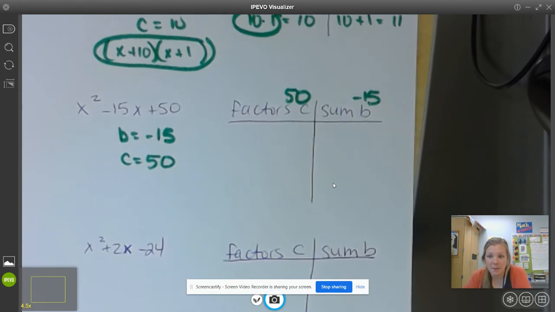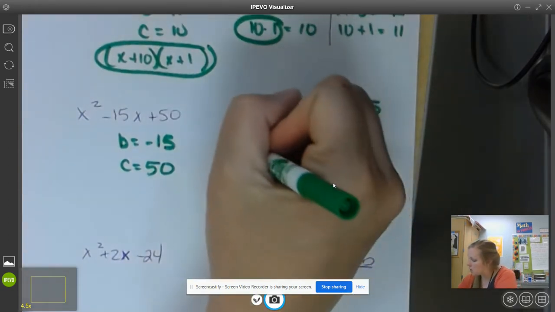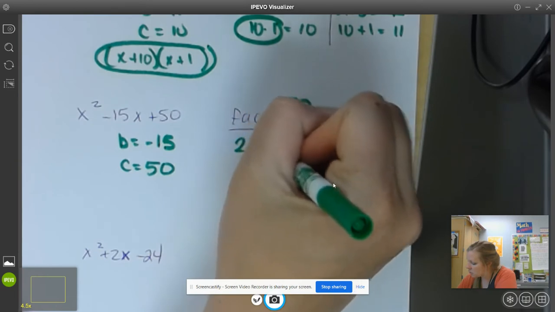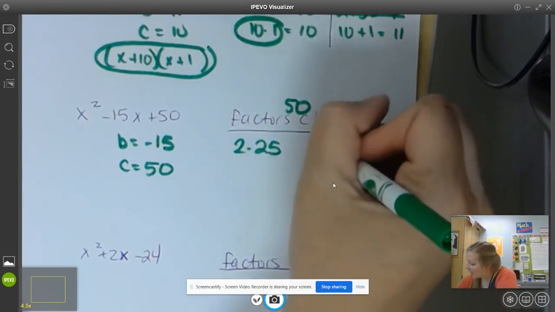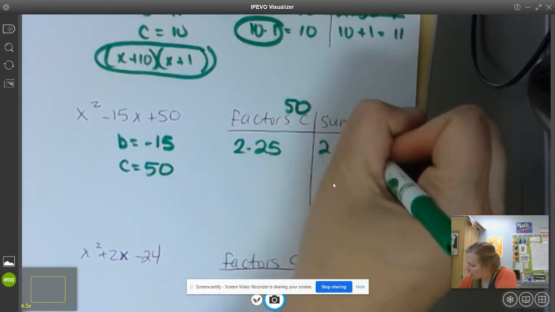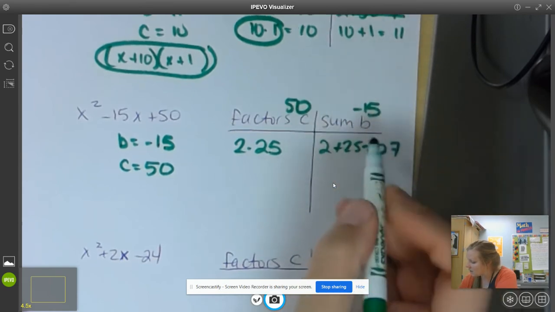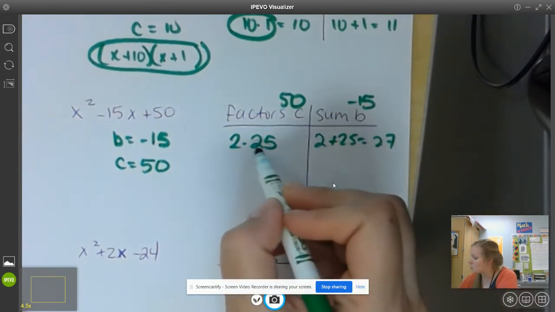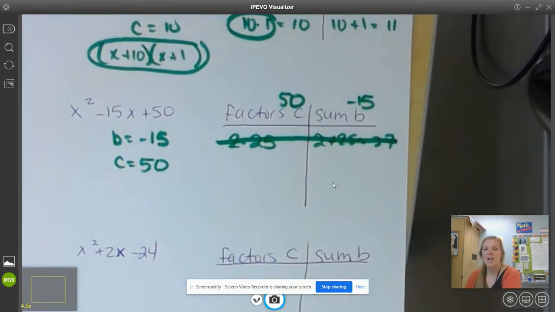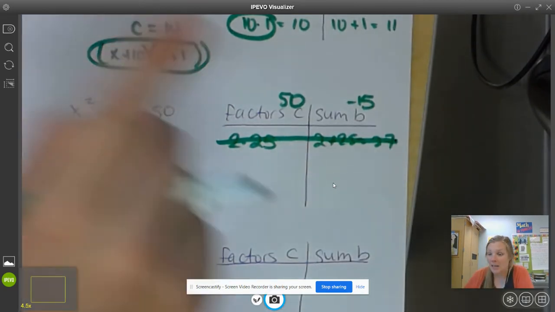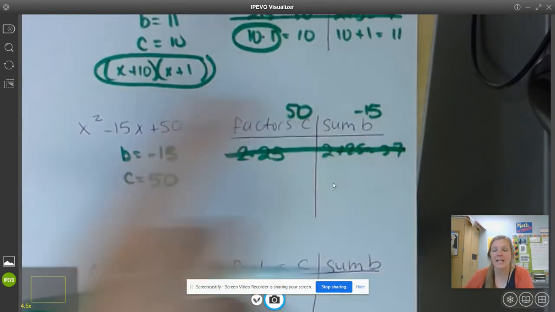So things that multiply to be 50 are 25 and 2, 25 times 2. But if I add 25 and 2, I get 27. I need it to be negative 15, so I know that's not right. The other problem is I got a positive sum and I need a negative sum.